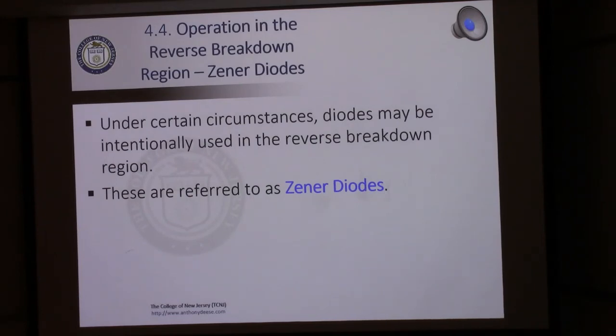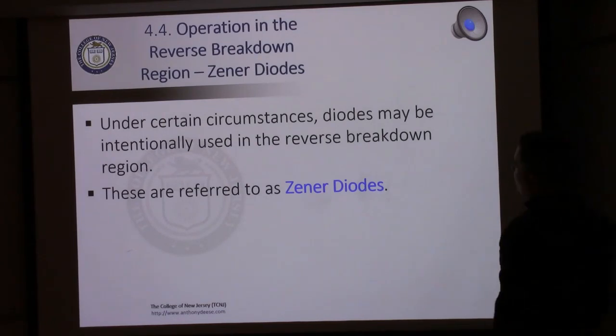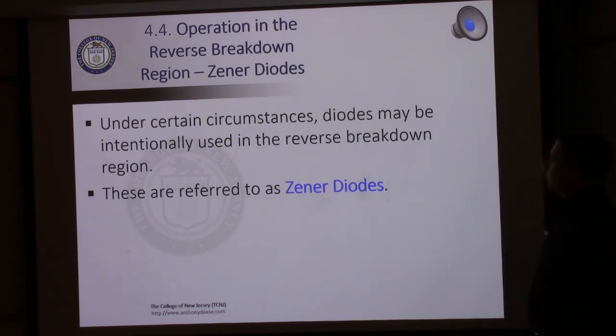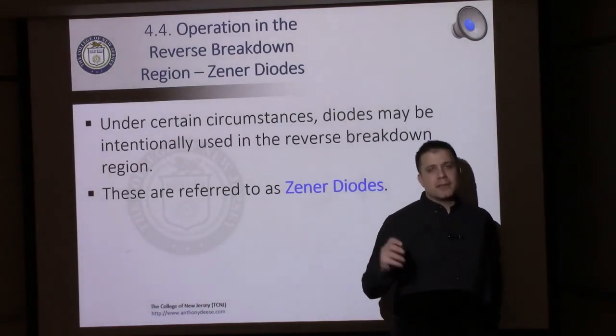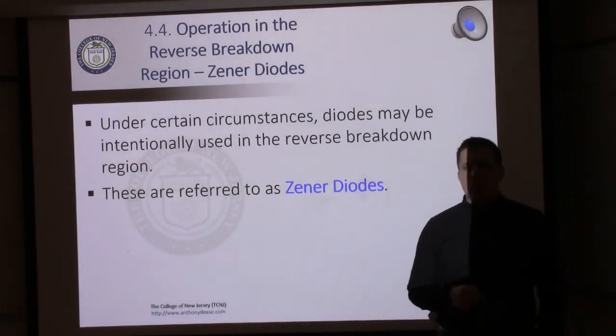Operation in the reverse breakdown region. Under certain circumstances, diodes may be intentionally used in the reverse breakdown region. These are referred to as Zener diodes. They talk about this more in the textbook. For better or for worse, this is not a topic we're going to really heavily dive into now. We're going to try to come back to it a little bit later.